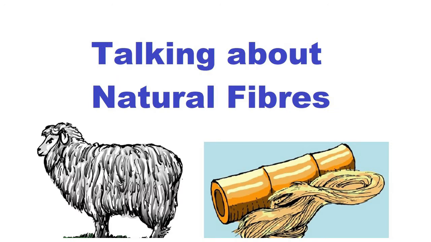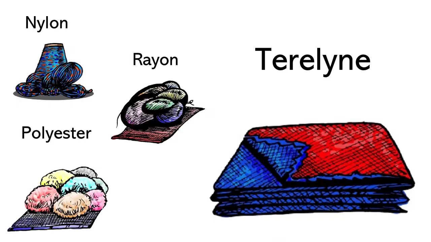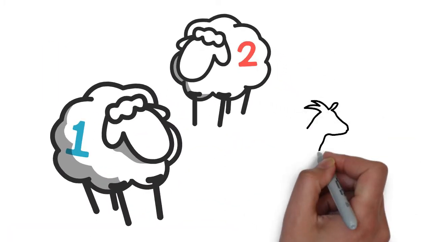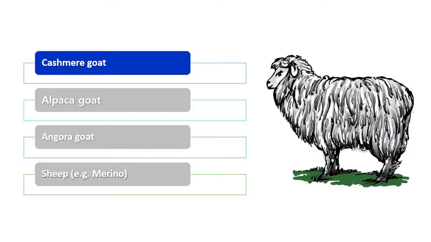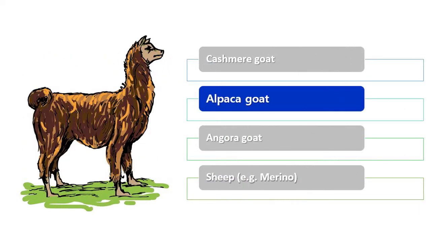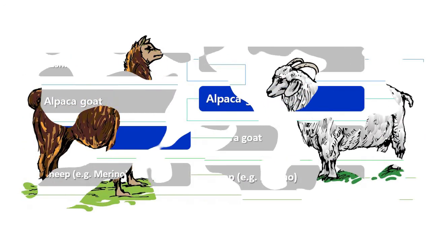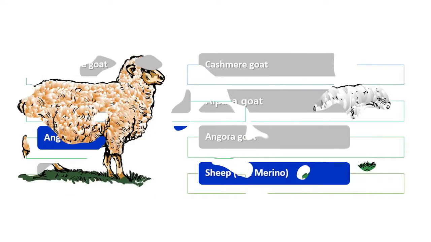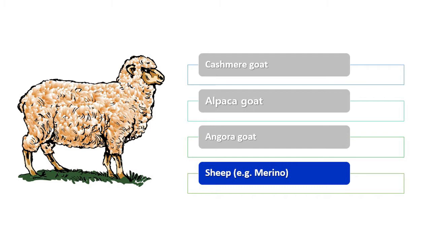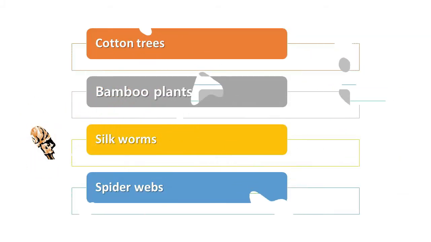Let's begin by looking at examples of natural fibers and then examples of synthetic fibers. Natural fibers can come from animals such as the following: the cashmere goat, which produces the beautiful and expensive cashmere wool; the alpaca goat, which produces alpaca wool; our very own Angora goats, which produce mohair; and merino sheep, which produce a wonderful wool fiber. Natural fibers can also come from plants and even insects. These are some of those fibers.